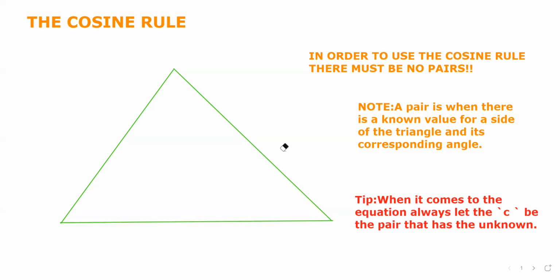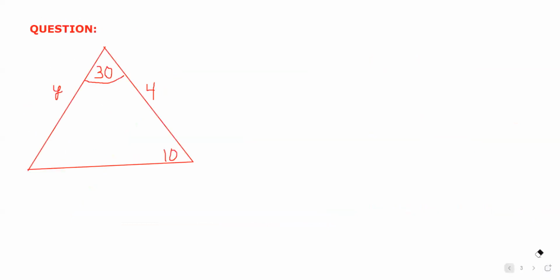Alright, and a little tip. When it comes to the equation, which we'll get to in a bit, always let C, and you'll see what C is, be the pair that you want to calculate the unknown for. You'll see what I mean by C when it comes to the equation. But always keep in the back of your mind, when you label your triangle, always let C be the pair that has the unknown. Let's see what I mean by this.